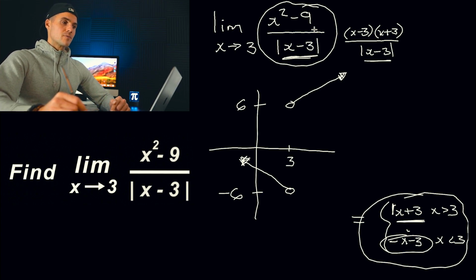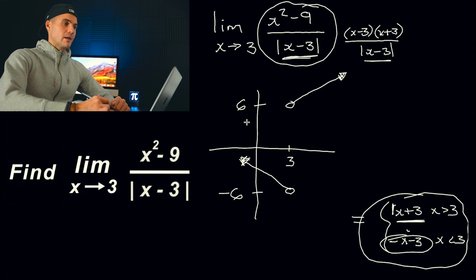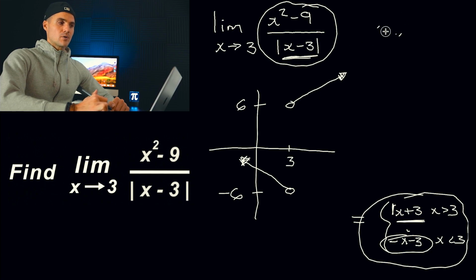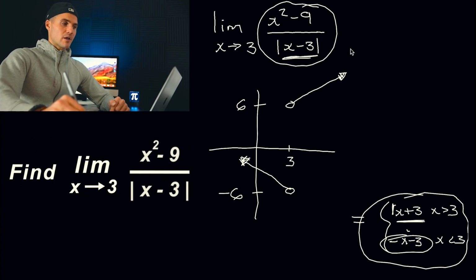And then from here, we can tell, well, what is the limit going to be as x approaches 3? Well, notice that it's not going to exist, right? Because we are approaching different y values from each side. So the overall limit does not exist.